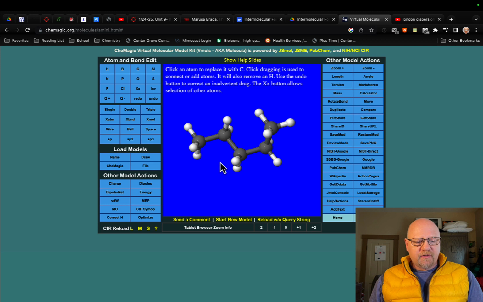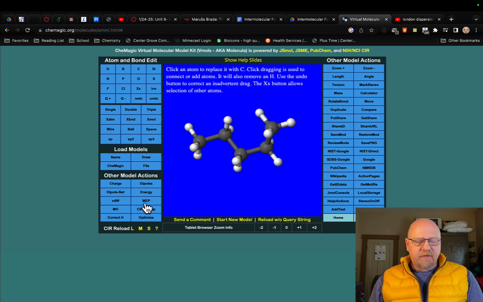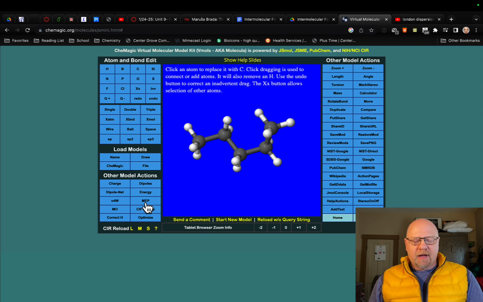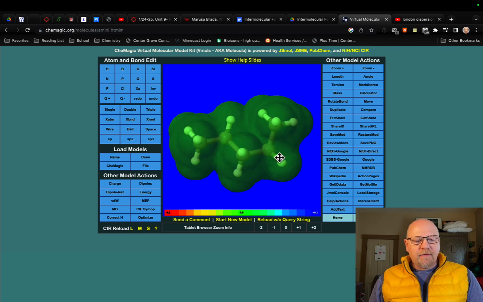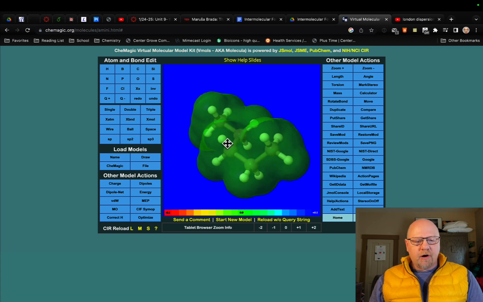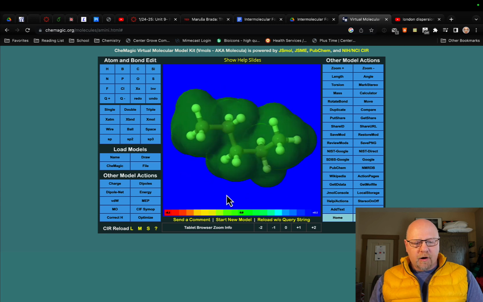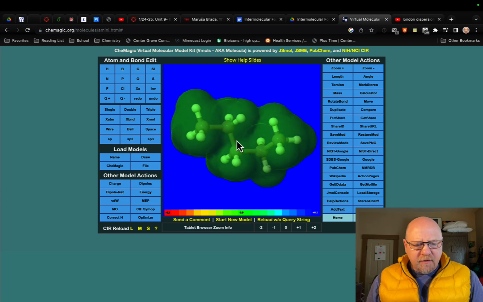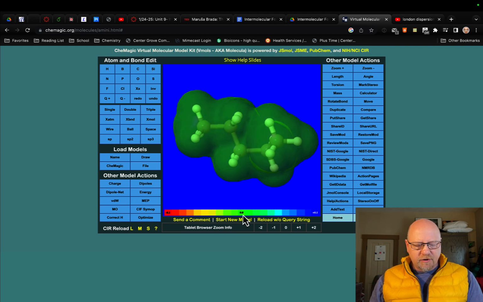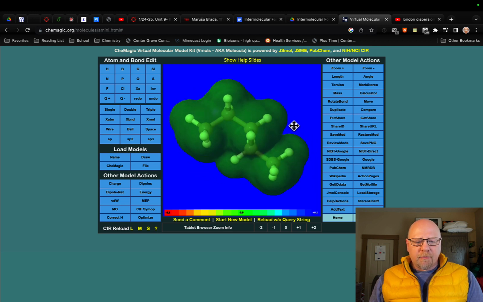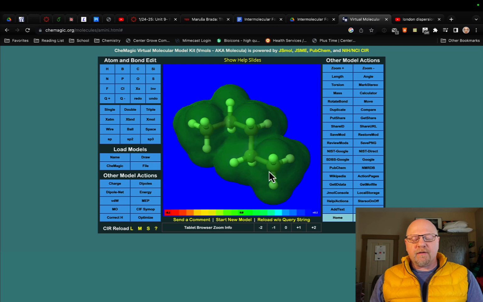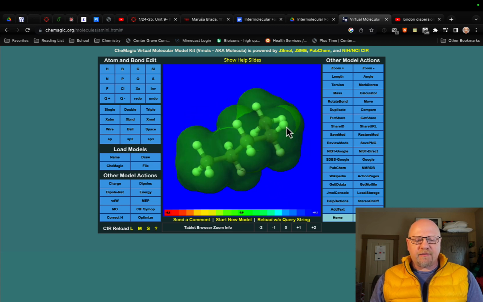Now, we will see if you click on this button that says MEP, I'm not sure what the technical name is that they're using here, but what it does is it puts around that molecule a cloud, and the color of the cloud is associated with the charge. And we can see what the color codes are down at the bottom here. And we can see that the green is associated with 0 charge. So as we rotate this around and look at it with that charge cloud around it, we can see that there's nothing that's different. All of the charge is 0 essentially on the outside.